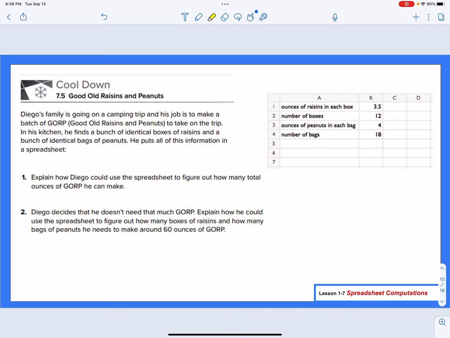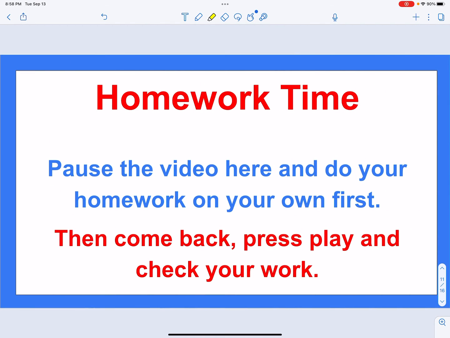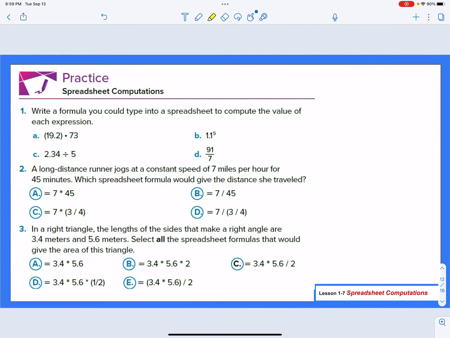All right, here is your cool down for the day. So take a look at that. If you're in class, you probably want to do the cool down before you take off. Show your teacher you're understanding stuff, and then you go on home and do your homework. As always, do the homework and then come back and finish checking to see if it's making any sense to you today. All right, homework time.